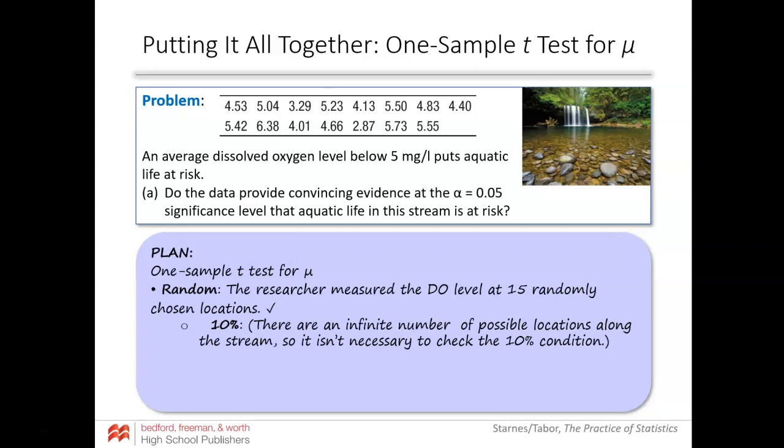So checking our conditions, random, yes, they did some randomly chosen locations. That was good. They don't have to check the 10% condition though, because like I talked about, there's an infinite amount of river water. It doesn't matter if you're replacing it because it's river water, right? It's replacing itself. Go nature.